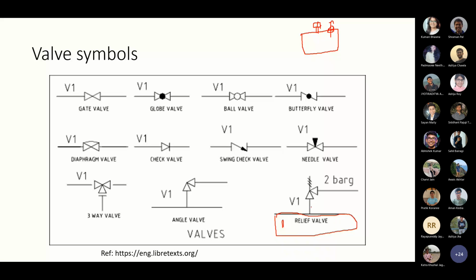Hope you understand. Relief valve. If 2 bar G means if the pressure inside this process vessel crosses 2 bar gauge pressure, this valve will simply open and release the gases inside, so that the process vessel will not break.